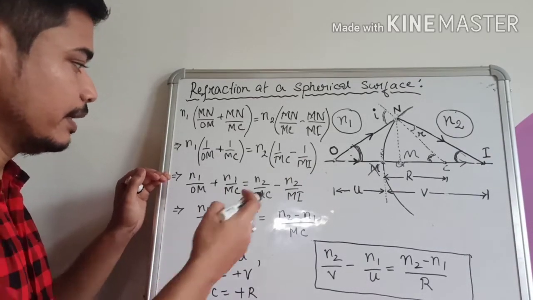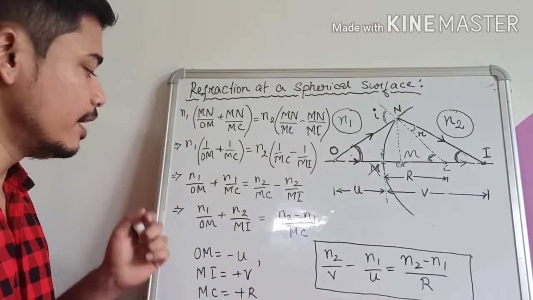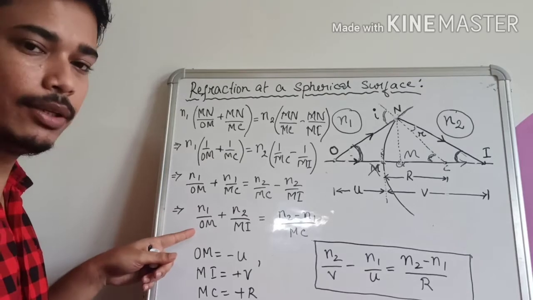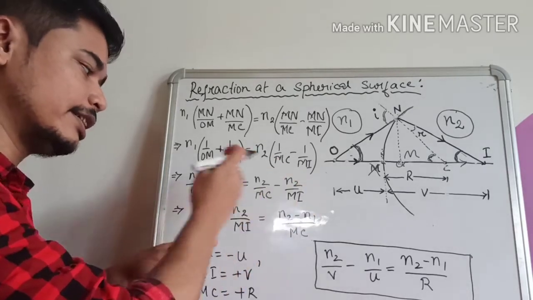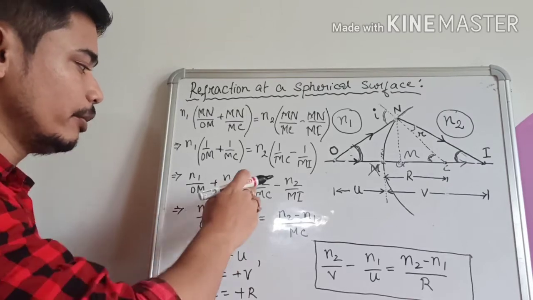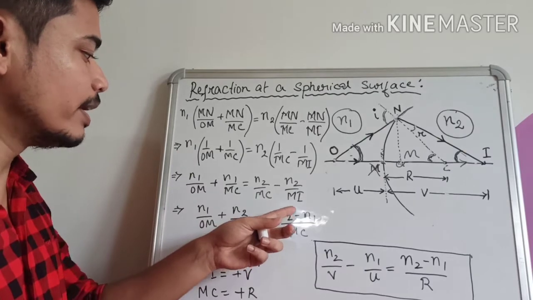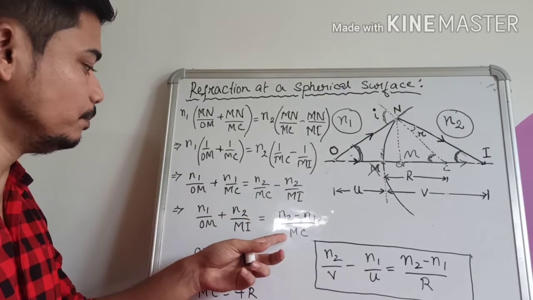If we bring N2 by Mi to the other side and transfer this part to the other side, then we will have N1 divided by Om plus, we bring this term here, N2 divided by Mi. Okay, that will be equal to, we bring this term to the right hand side. That means this will become N2 minus N1 divided by Mc.